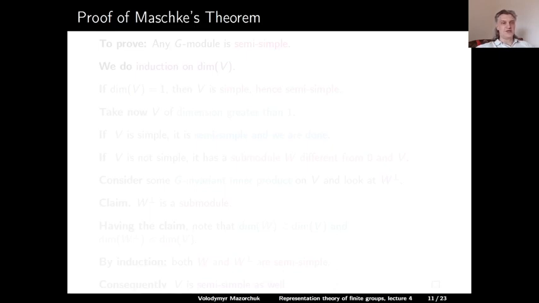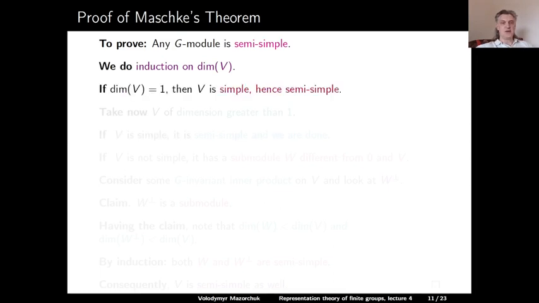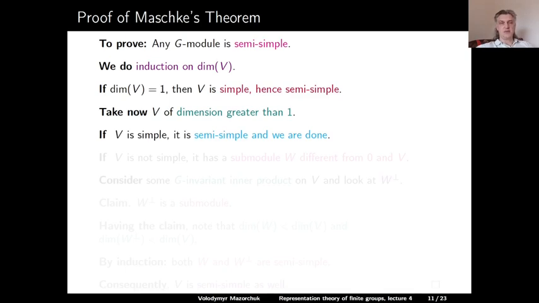Now we are ready to prove Maschke's theorem. We need to prove that any G-module is semisimple. Let us do induction on the dimension of V. If the dimension of V is 1, then V is simple and hence semisimple. Let us now take V, some module of dimension greater than 1. If this module is simple, it is semisimple, and we are done. If it is not simple, it has a submodule W, which is different from 0 and V.